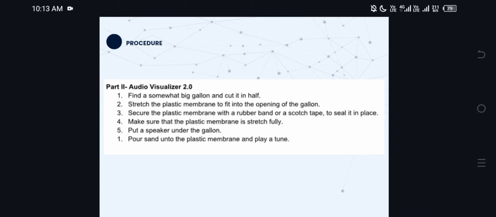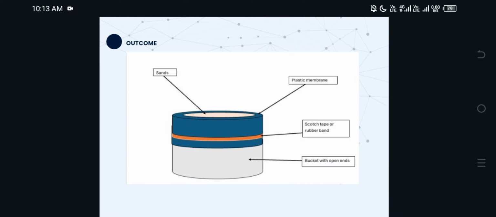Fourth, make sure that the plastic membrane is stretched fully. Fifth, put a speaker under the gallon. And sixth, pour sand onto the plastic membrane and play a tune. And this is our outcome, our schematic diagram.